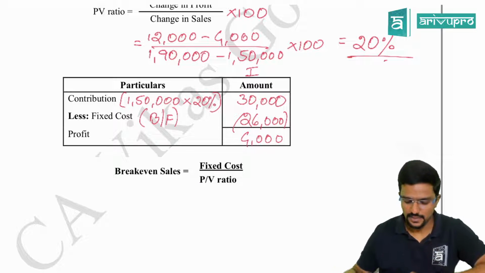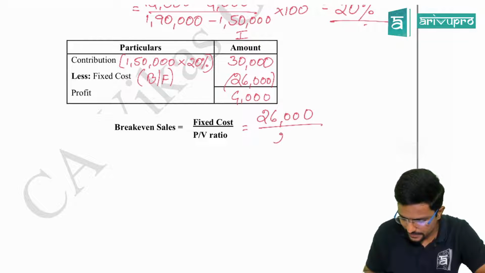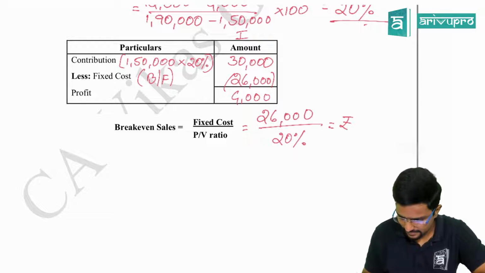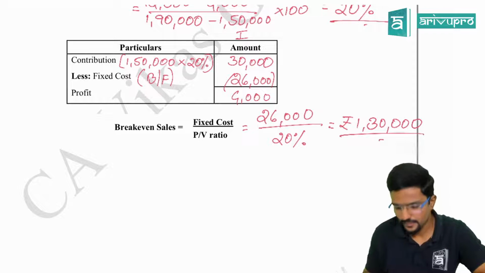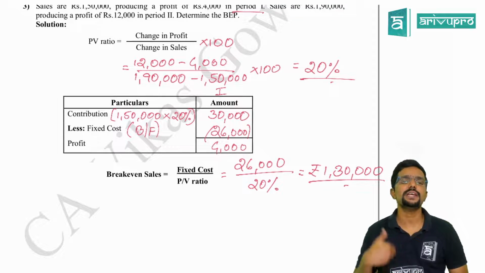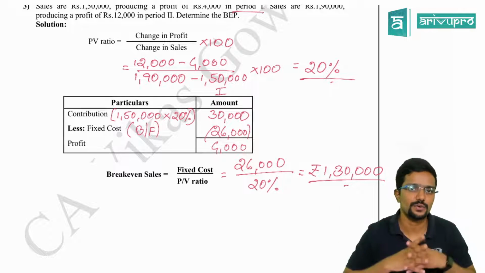Clear? Yes, sir. Now we will calculate the break-even sales. Fixed cost is how much? 26,000. Divided by my PV ratio, which is 20%. So my break-even sales in rupees is how much? 1,30,000. Please cross-check your answer. Simple calculation actually. As I'm explaining and doing it, it is taking time, guys, and I'm also showing you other alternate ways of doing the calculations.